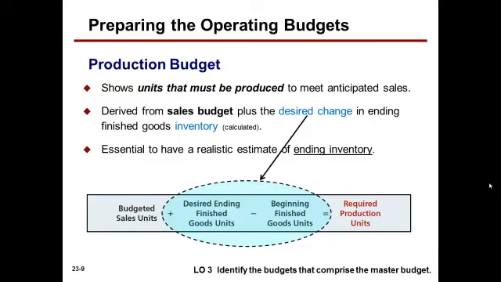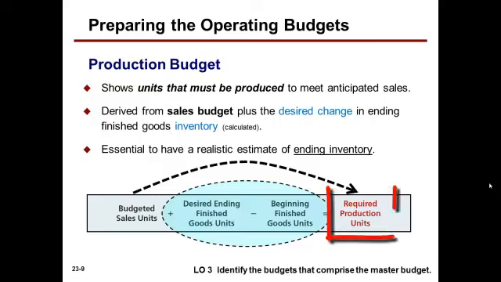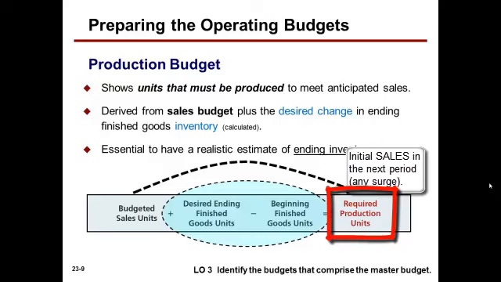If we had no change in ending inventory, let's say we had no beginning inventory, no ending inventory, our required units to be produced would simply be the units that are budgeted for sales. However, ongoing manufacturers will have beginning units on hand and desired targeted ending units. So that change in inventory works into what's required to be produced in the current period to satisfy current period sales and to have some left over to anticipate next period sales.